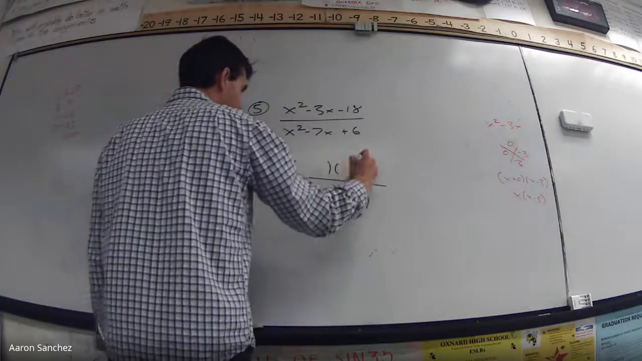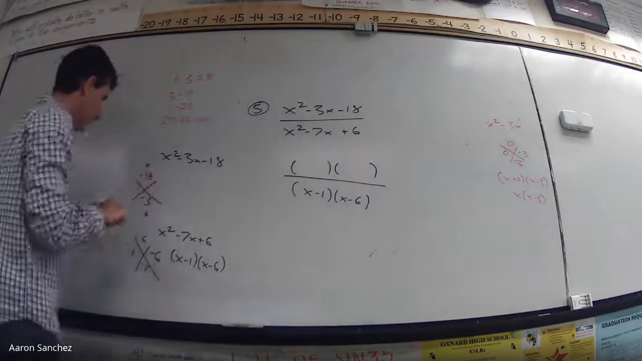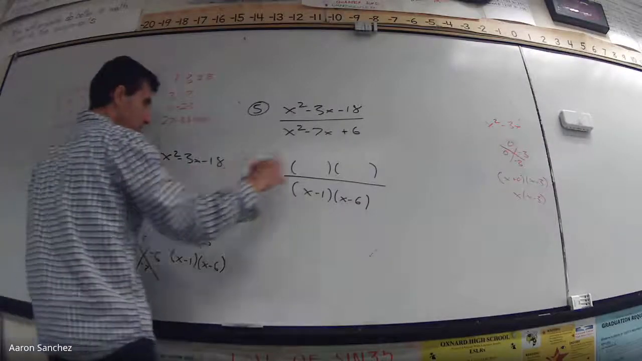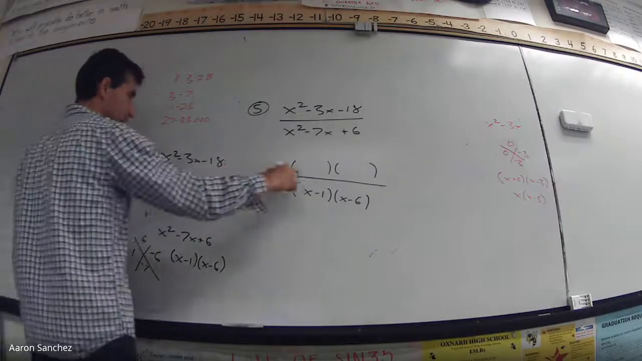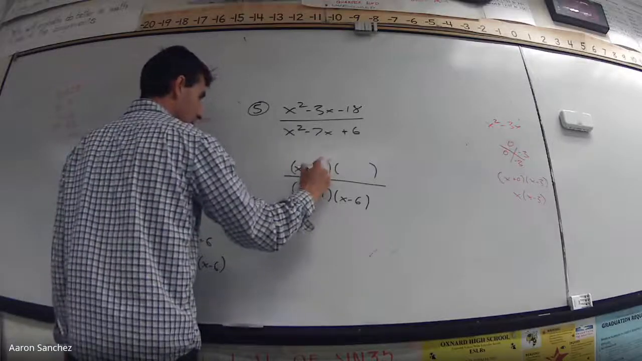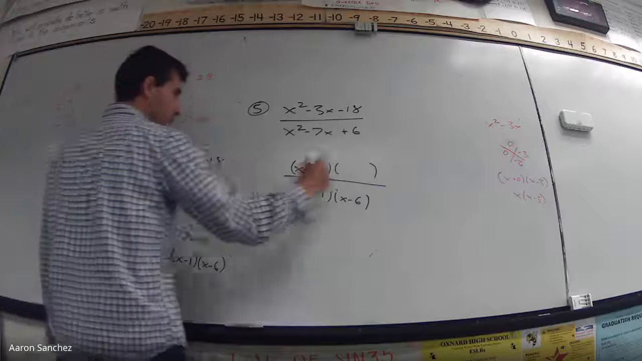All right. Hey, Alonzo, were you able to get this one here or not? Was it negative 6 and 3? Very good. So what's going to go in here then, Alonzo? X minus 1 plus, or times x plus 6? Or x minus 6. X minus 6 times what? X plus 3. Very good.